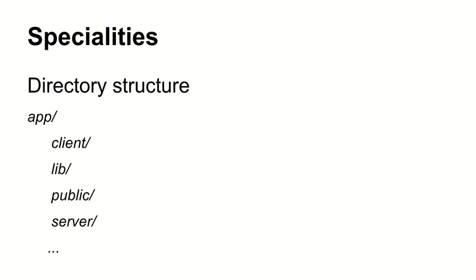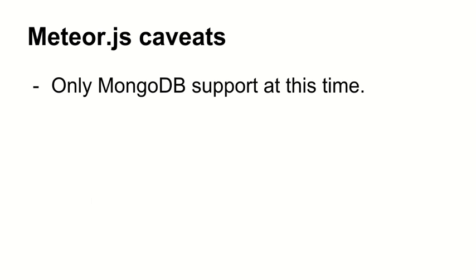Some directories in a Meteor application are special. The client directory contains code that runs on the client. The lib directory contains code that can be used on the client and on the server. The public directory can contain images and other static files. The server directory contains code that runs on the server. There are more special directories and you can read about them in the Meteor documentation.